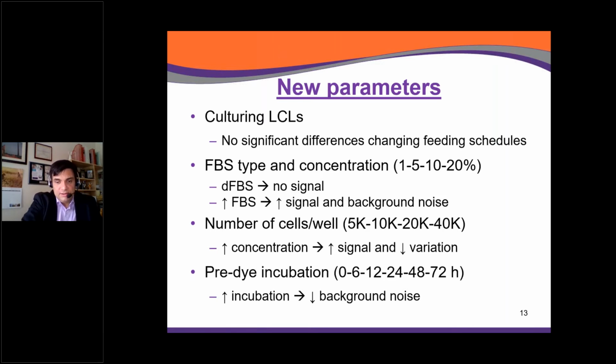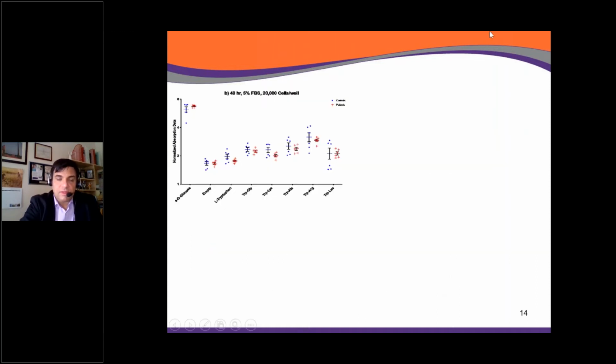And then we tested the pre-dye incubation that in the original protocol is 48 hours. We went lower and also higher. And we noticed that with an increasing time of incubation, we reduce the background noise. So this is an example of some of the conditions and the results that we obtained.